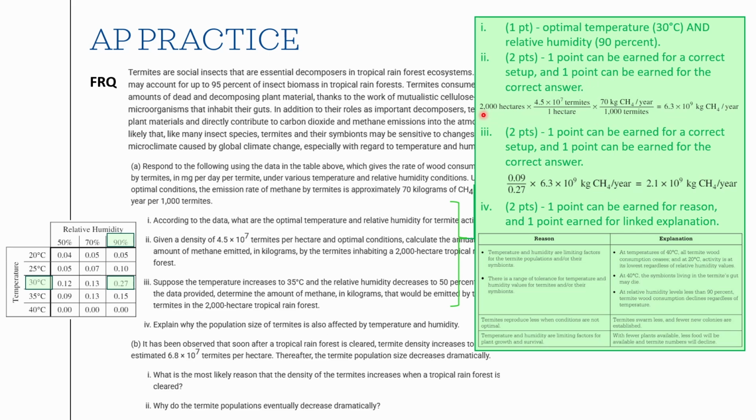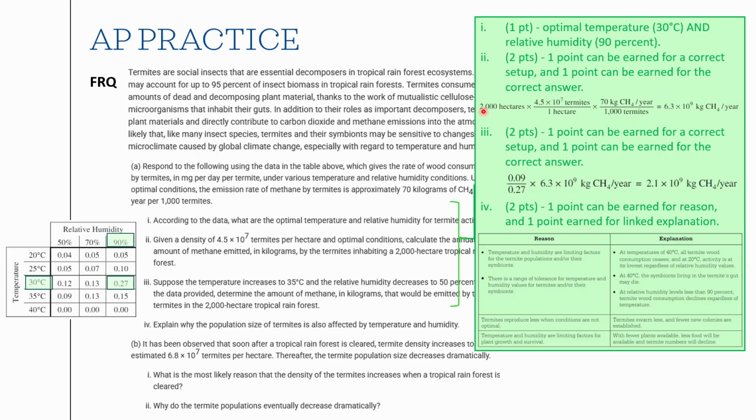So you'd start out with 2,000 hectares. And for these math problems, that's what we want to basically have, a starting point. The end point is what they ask us to calculate. And what they are asking us to calculate is the annual amount of methane in kilograms per year, right? And so that's why we have that as our answer.